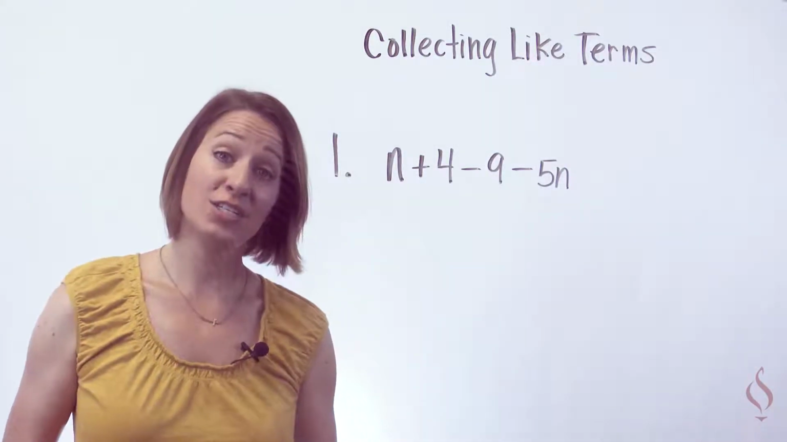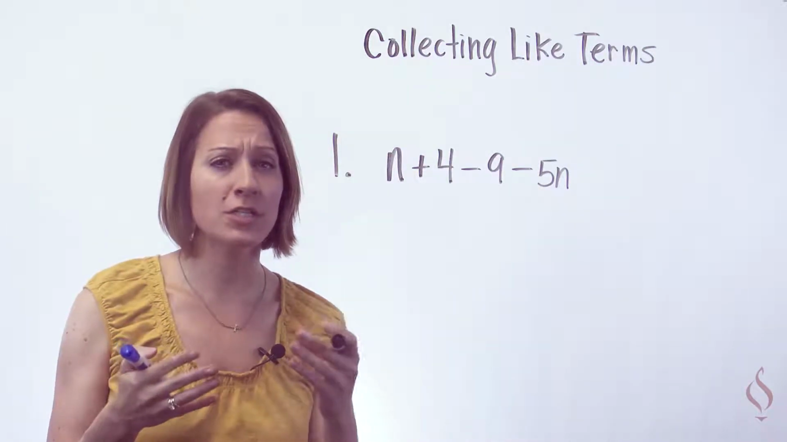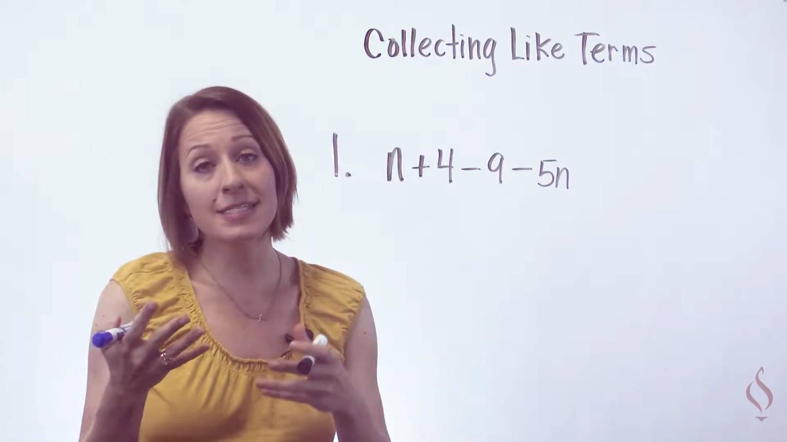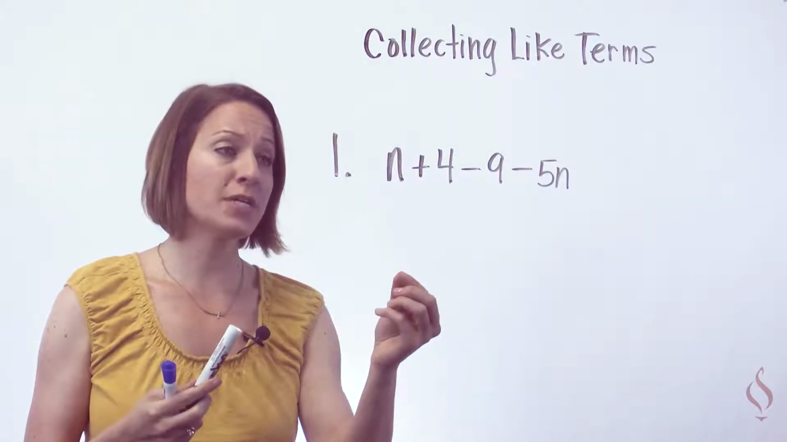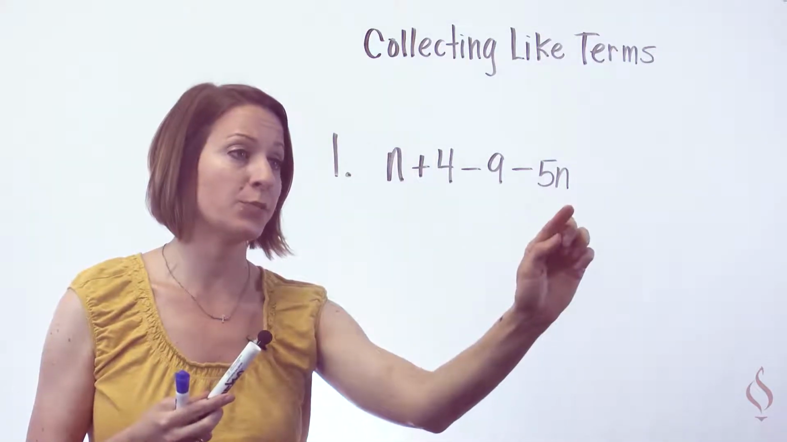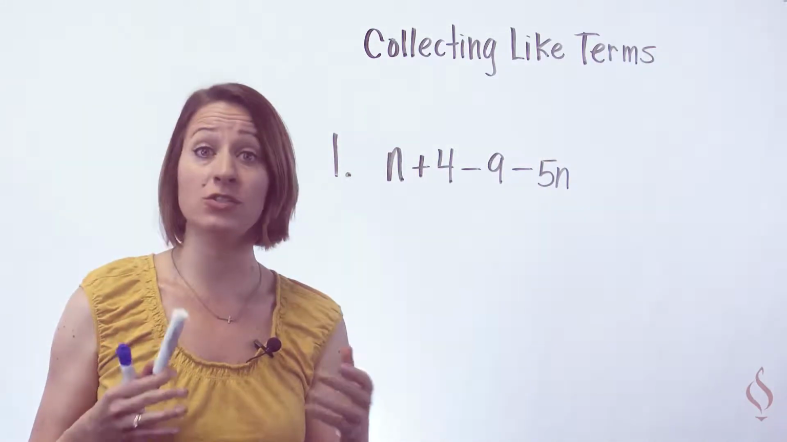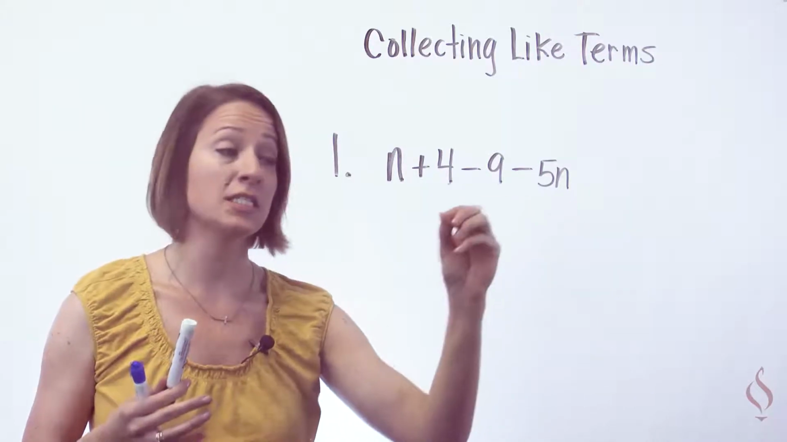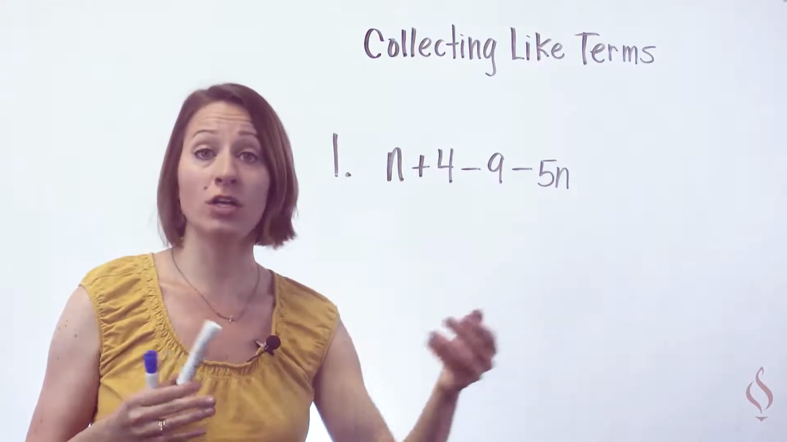Okay, today I want to teach you about collecting like terms. Sometimes this concept is also called combining like terms. Collecting, combining are pretty much the same thing. What a term is, if you take a look at this expression, and I can call this an expression because there's no equal sign. If there was an equal sign at the end equal to 6, then this entire thing would be called an equation.